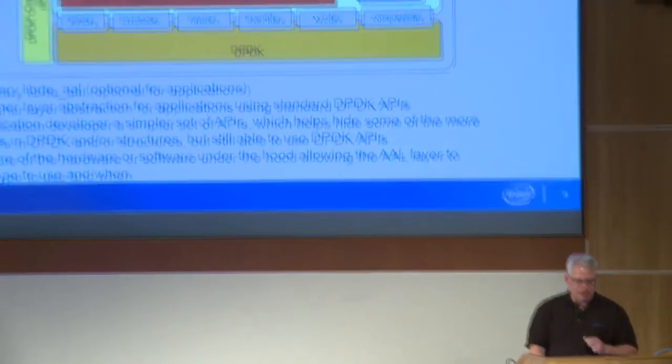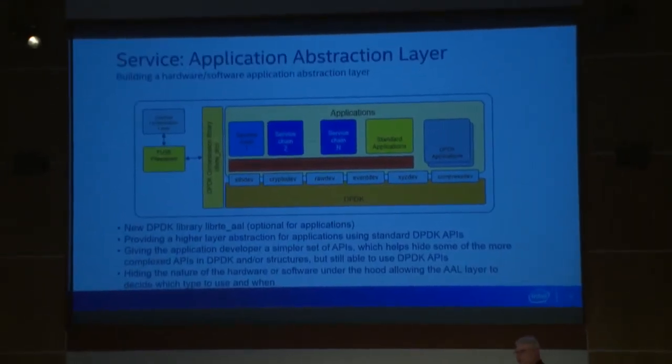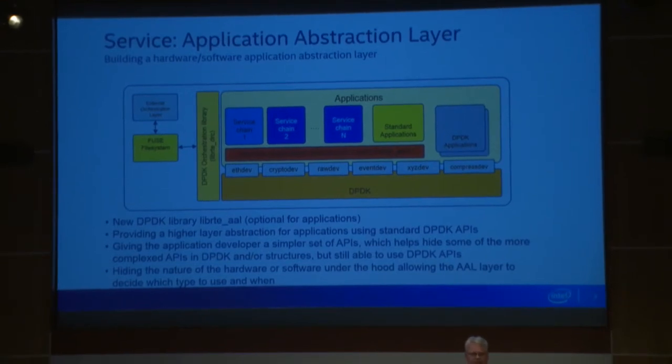So the next is what we call a service. It's kind of like an application abstraction layer. What we're trying to do is abstract out some of the more complex aspects of DPDK. Some of these would be macros, as an example, instead of you having to write at the lower level of DPDK APIs. Some could be macros, some could be new APIs that raise a little higher the application's knowledge, or required knowledge, of DPDK.